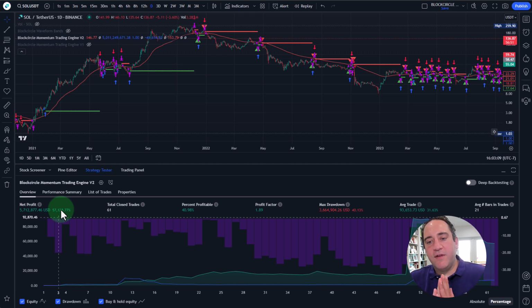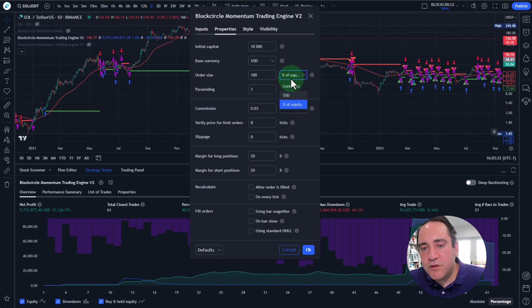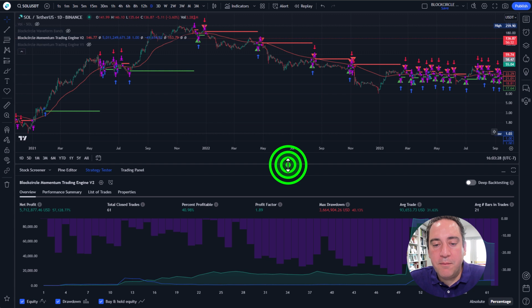So this doesn't have any leverage. And it's using position size of 100% in the properties, right? So that's how you can infer leverage from here. And then I always choose percent of equity, but you can choose contracts or just a strict dollar amount, completely up to you.